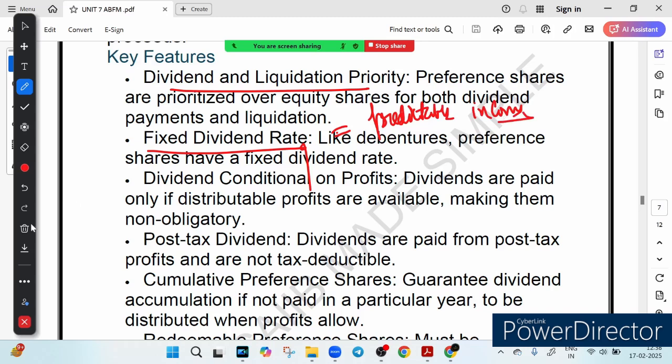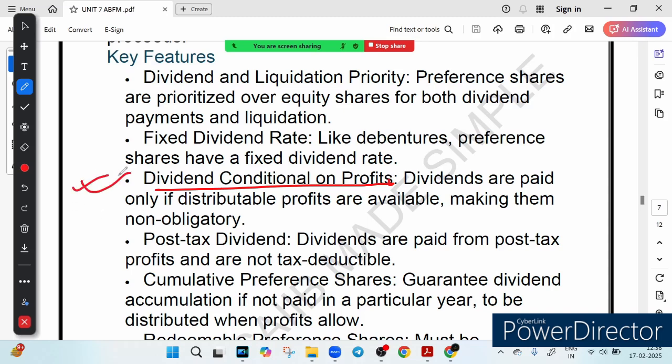And there is another point: dividend conditional on profit, means dividend only if there is a profit. But here is the catch: if company is not making profit, it won't pay dividend. There is no legal obligation like there is for loan repayment. Obviously, like in equity capital also, if company is not making any profit, the company will not pay any dividend to the preferential shareholder.